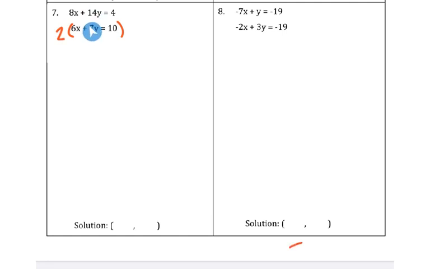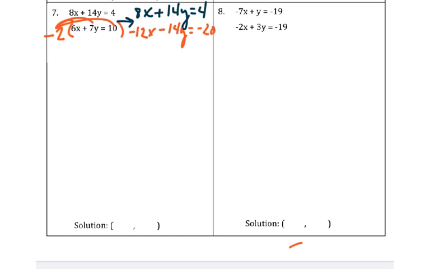However, for them to eliminate, they have to have opposite signs. If that's a positive 14, then this would have to be a negative 14 for them to eliminate. So I need to distribute a negative 2, so that way the y's eliminate. So I'm going to start by writing 8x plus 14y equals 4. Then my bottom equation, when I multiply, negative 2 times 6 is negative 12x minus 14y equals negative 20.